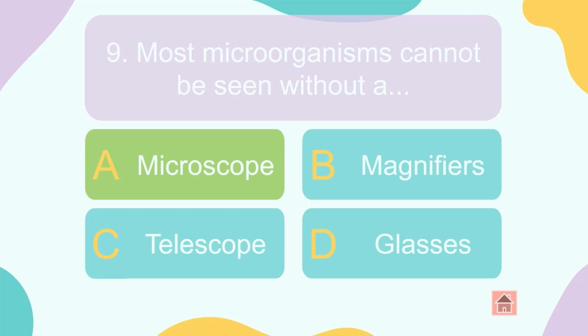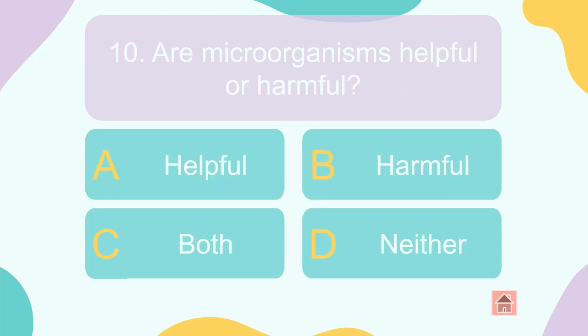Well done. Now, are microorganisms helpful or harmful? A. Helpful, B. Harmful, C. Both, or D. Neither? This one's pretty easy. Excellent, well done. It's C. Both. Microorganisms can be helpful and harmful.